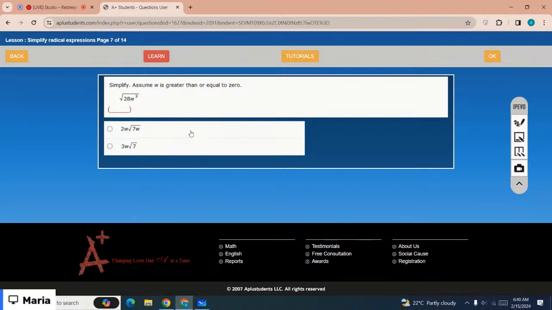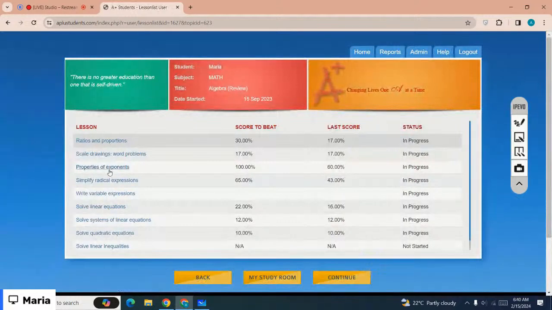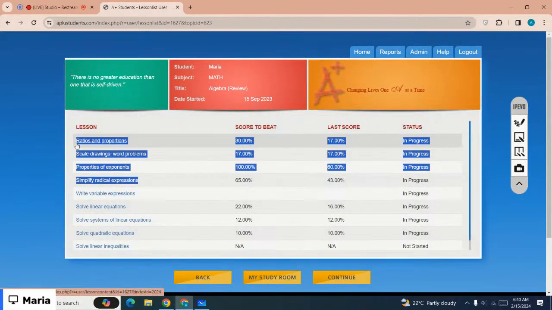Okay, you can complete the lesson by yourself later today. So we were working on grade 10 math. The chapter we were working on is algebra. The lessons we have covered today are ratios and proportions, scale drawings, word problems, properties of exponents, and simplify radical expressions, right? So please make sure before the next session you complete all the practice questions for the lessons we did today. That is your homework until next session, right?